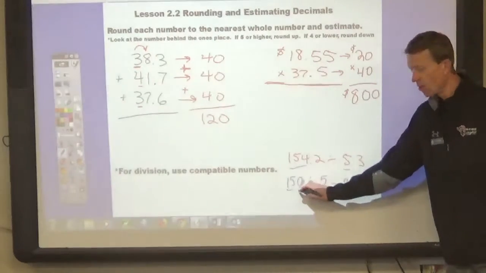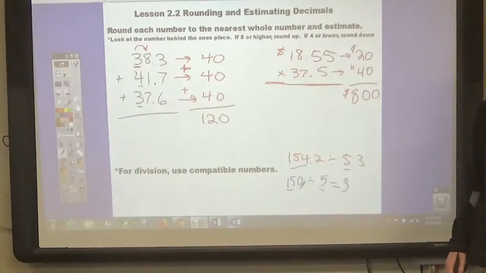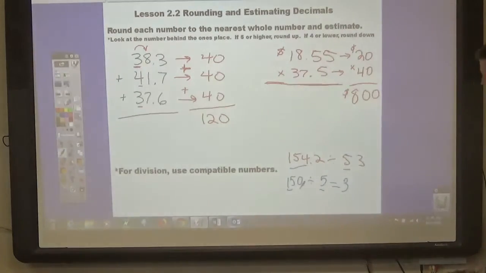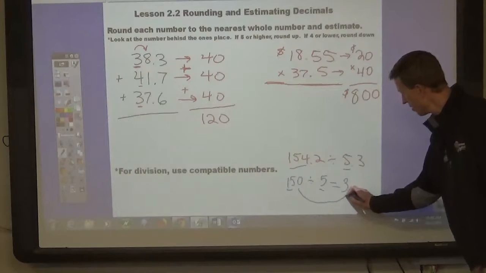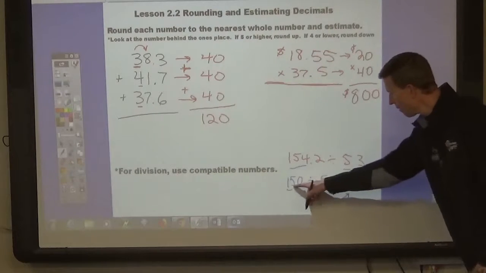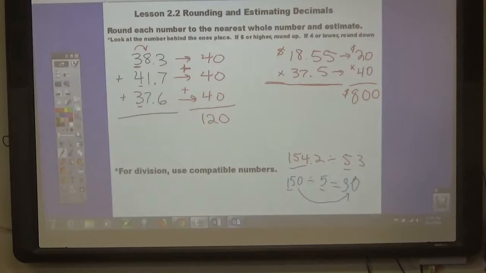Then, what do you do with the 0? Add it? What do you mean add it? Yeah, it means put it in the answer. So 150 divided by 5 is 30.